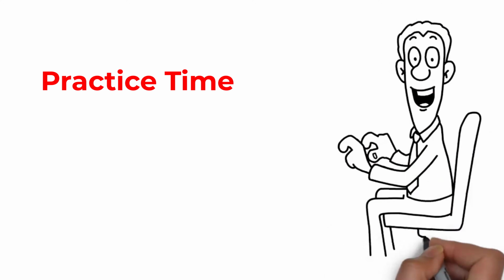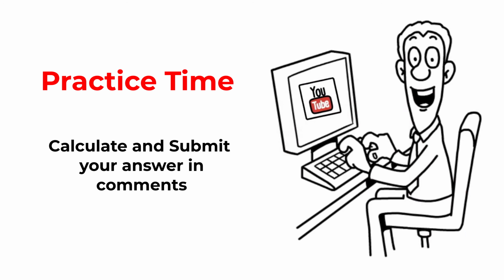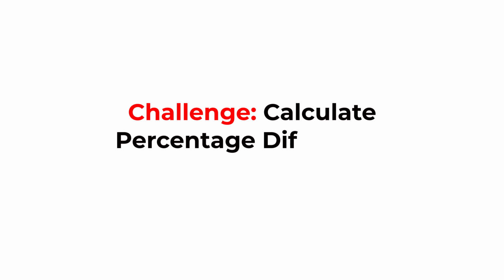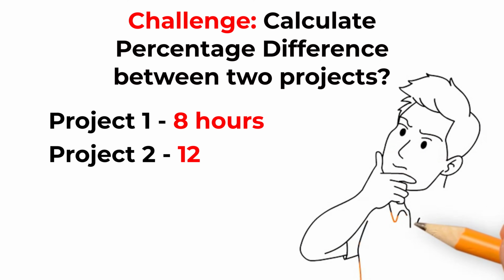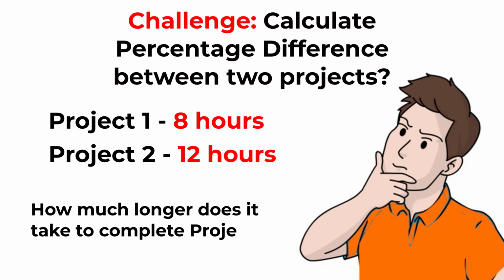And now, here's the question for you to try. If you can calculate the answer, please post it in the comment section of this video so I can give you the grade. We have two projects, and to complete project 1, it takes 8 hours, and to complete project 2, it takes 12 hours. So how much longer, in percentages, does it take to complete project 1 versus project 2?